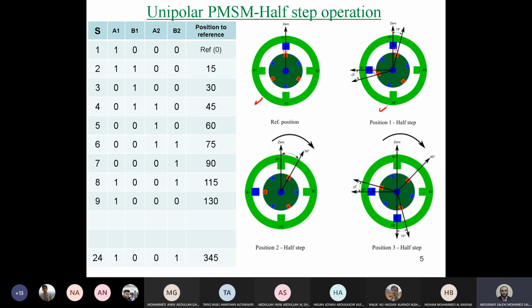And again, if we compare the operation in half step, you will find the torque is pulsating now, because the torque in the reference position is smaller than the torque in that position. And so on, the sequence of operation will continue until reaching 345 degrees. If you continue the schedule, you will go again to the first step, which is the reference angle. So this is a way to move the unipolar stepper motor in half step operation.